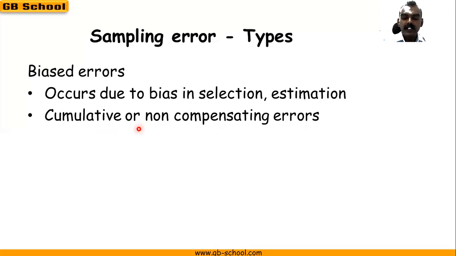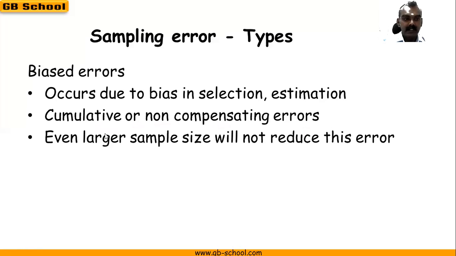Why are we saying it is a non-compensating error? Because increasing the sample size will not reduce this error. Even the largest sample size will not reduce this type of error. So this type of error is called biased error. It mainly occurs due to bias in selection, bias in estimation, and some other sampling processes. It is otherwise called cumulative error or non-compensating error because these errors will not be reduced even if we increase the sample size.